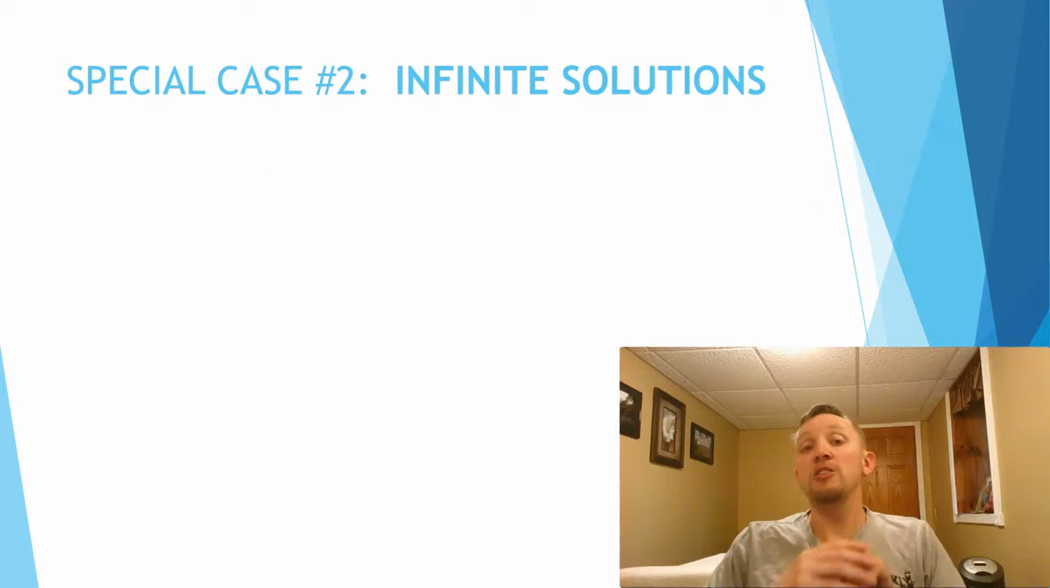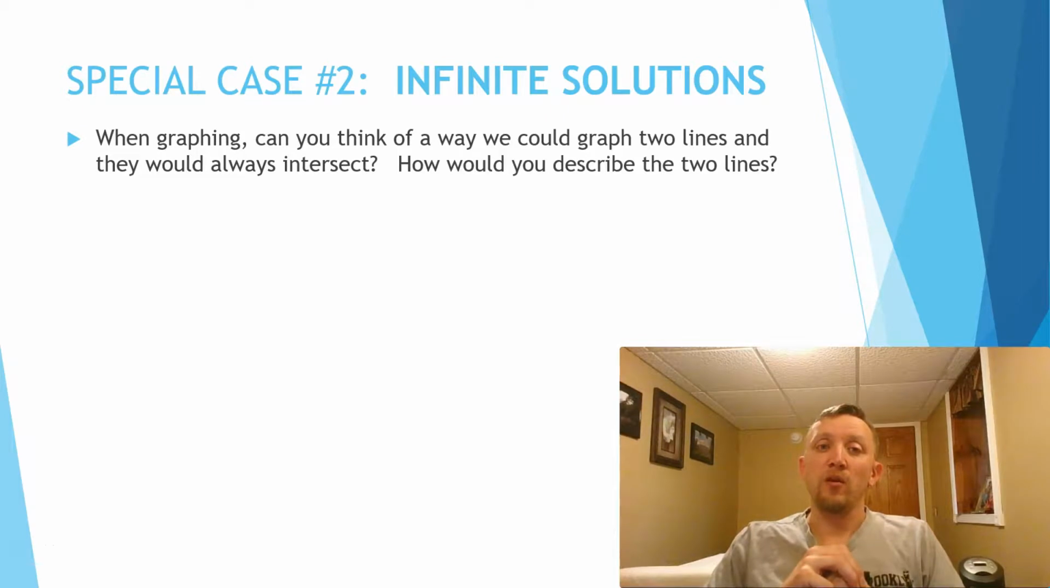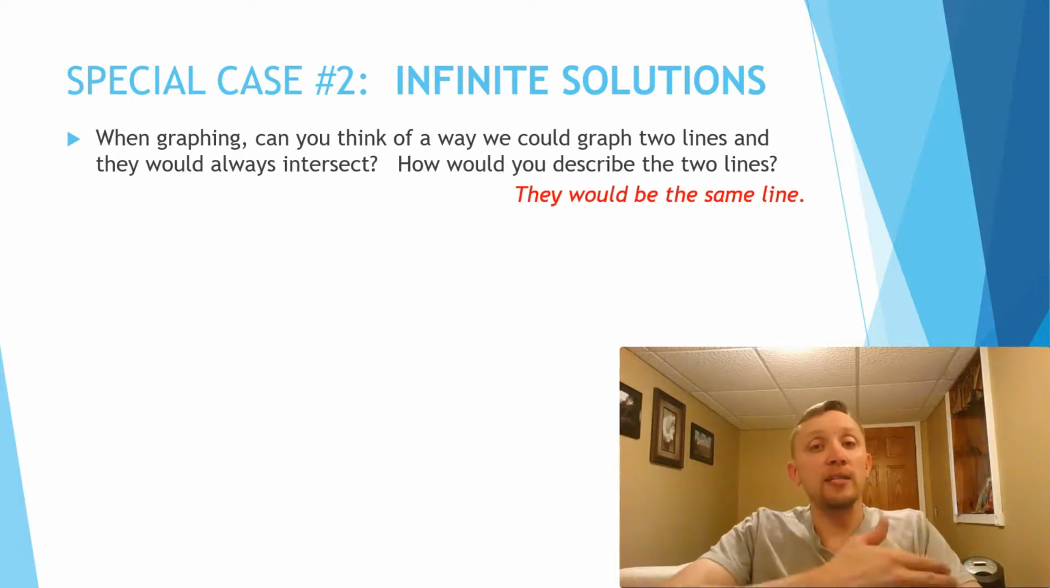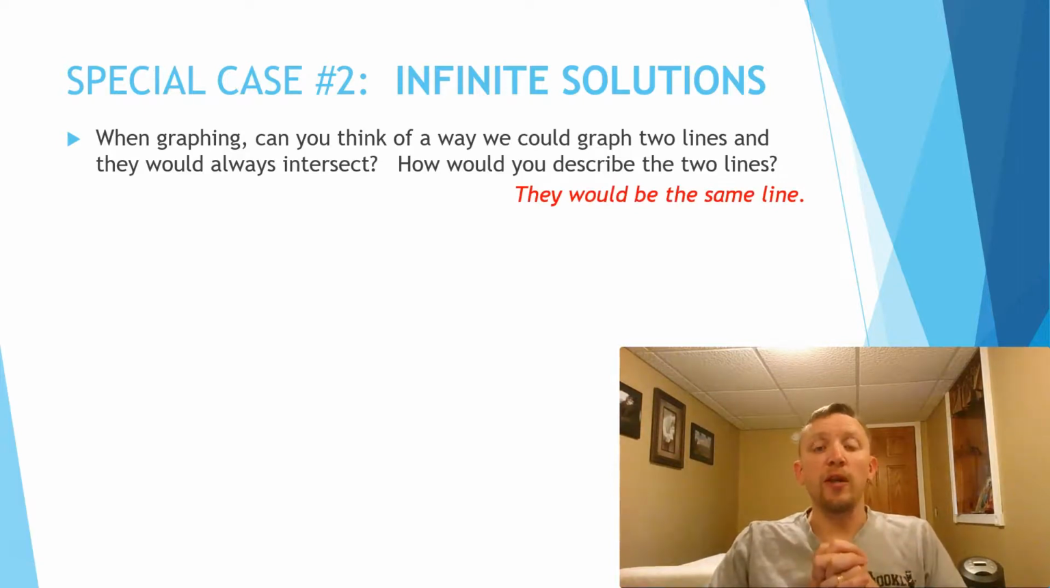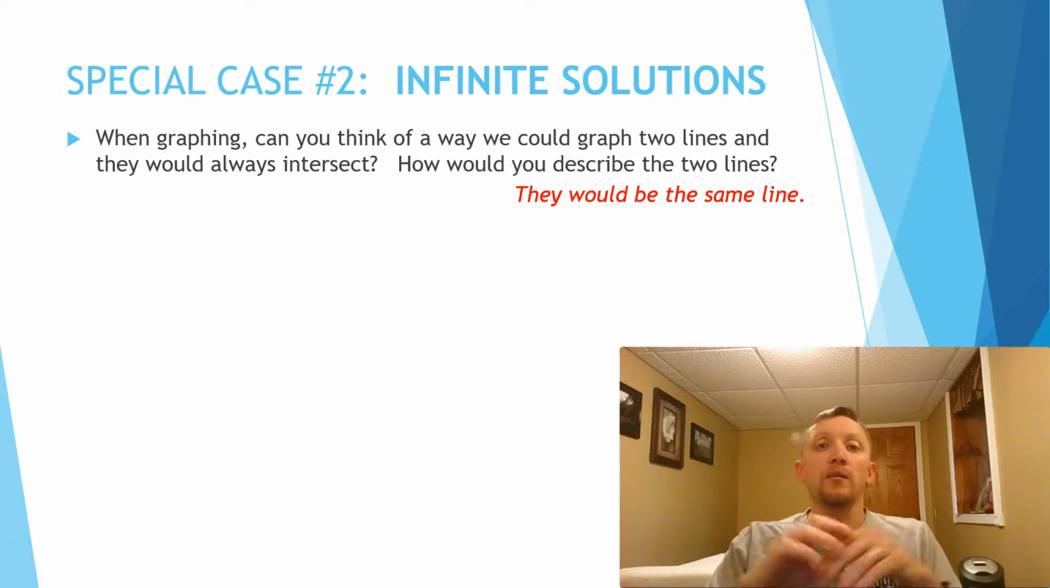first special case. Our second special case is having infinite solutions. Well, they don't just intersect at one spot, they intersect infinitely. Let's think about graphing. When graphing, can you think of a way we could graph two lines and they would always intersect? There's never a time they're not going to intersect? What would that look like? How would you describe those two lines? Now, if you're imagining two lines that are laying on top of each other, that's exactly right. Okay, so if you have two lines that are the same line, if they lay on top of each other when you graph them, we would say that's a situation involving infinite solutions.